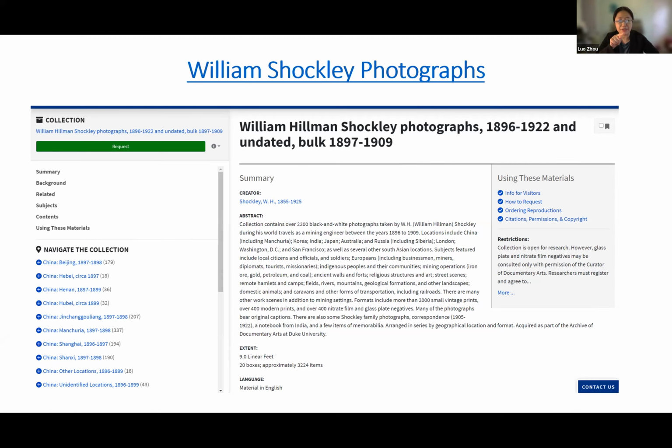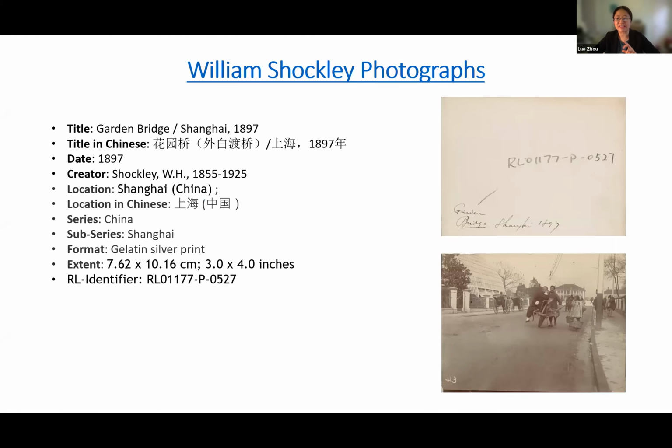Okay, now let me give you one or two examples right here. As you can see, I included this photo. The top one is the back, and the bottom is the front. On the back, Shockley himself wrote captions. He wrote Garden Bridge, Shanghai, 1897. That's his own handwriting, his own caption to the photo. The number above, RL0, was my handwriting, which is the Rubenstein Library RL identifier, as you can see on the left.